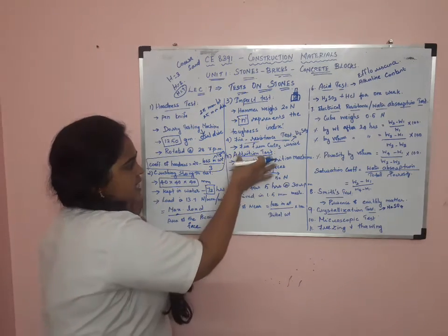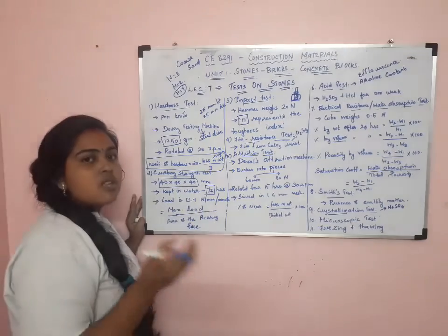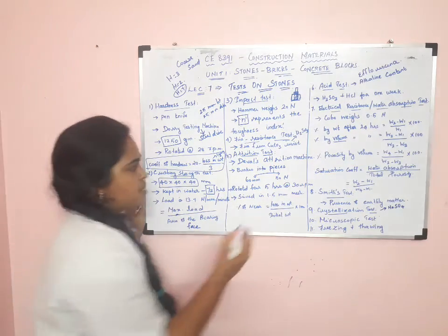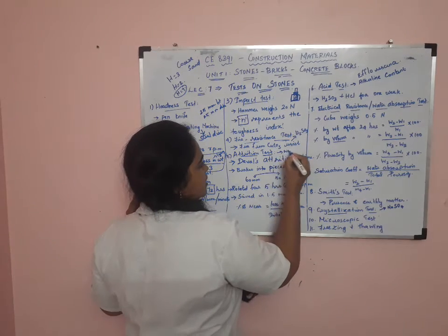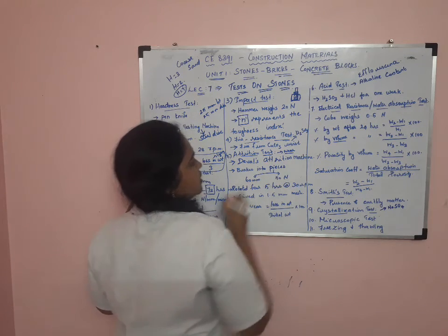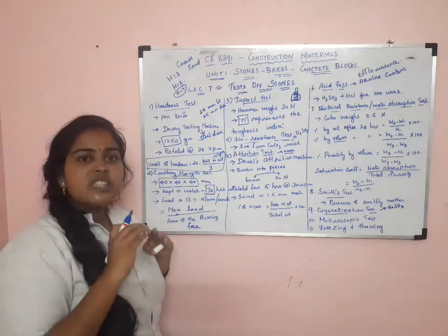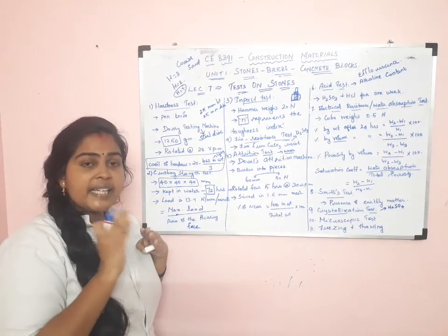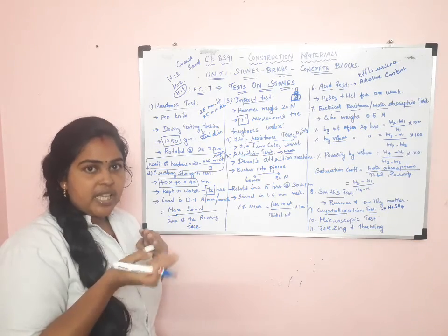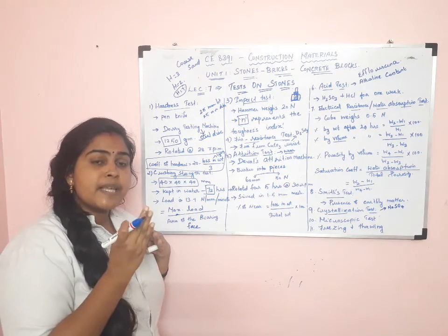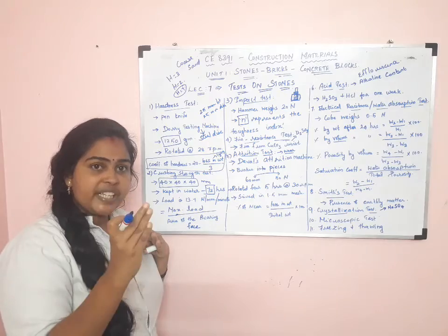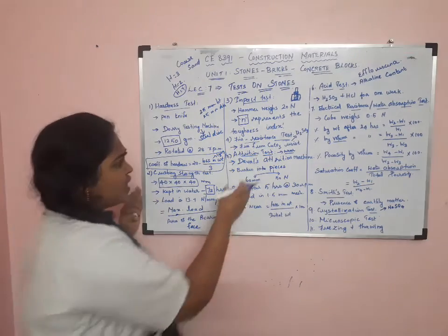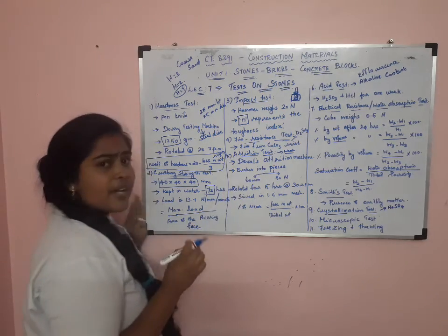So the next test is the adhesion test. This adhesion test is used to find out the wear of the stones. If the wear takes place between stone and stone, that is said to be adhesion. If the wear takes place between the wheel of the vehicle and the stone, that is said to be abrasion. So here we are going to find out the adhesion.